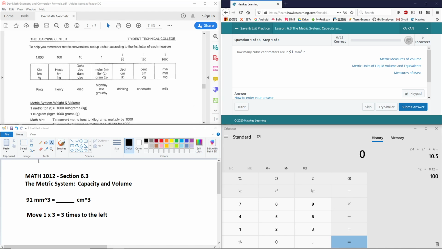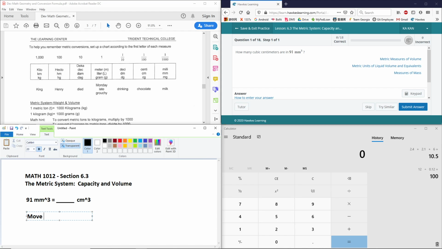Now look at this. On the left lower corner, look at what I'm trying to do here. Basically, you're trying to go from millimeter to centimeter. The problem is this is cubic. This is a volume problem. So you have to move not just one time, right? Millimeter to centimeter, based on this table, it's just one time to the left.